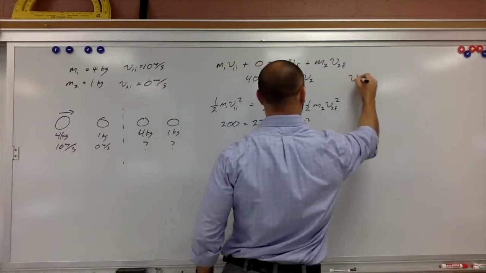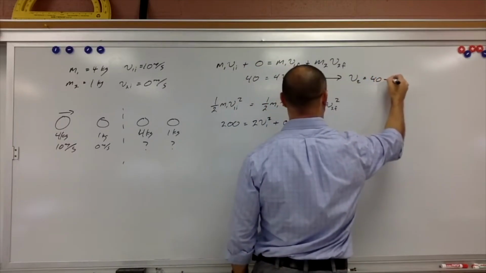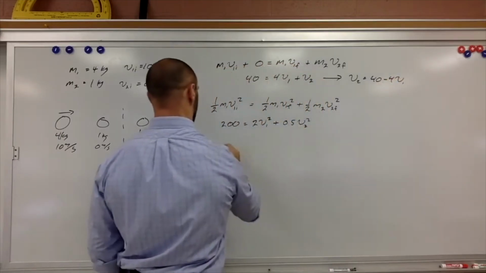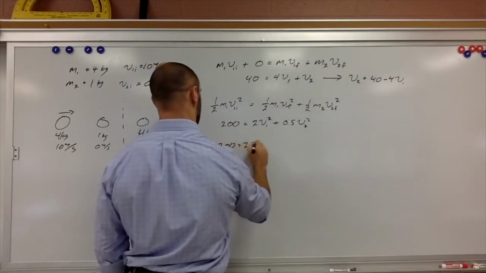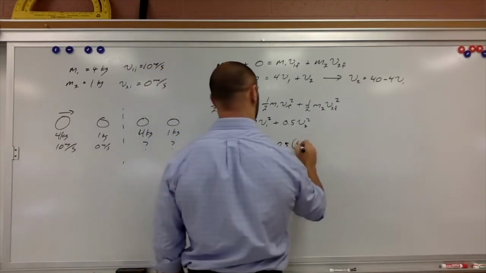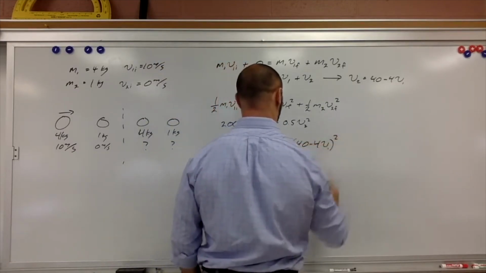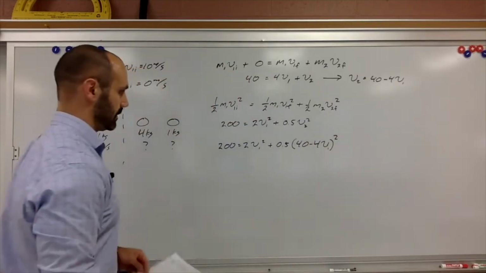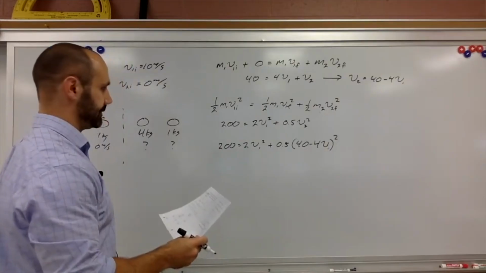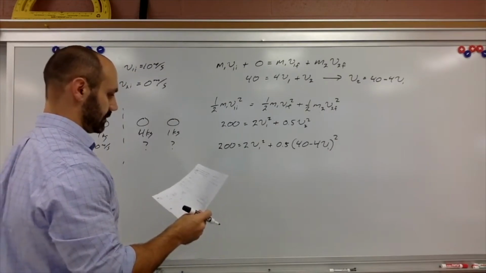So here V2 equals 40 minus 4V1. Now I'm going to plug this into here. So I'm going to have 200 equals 2V1 squared plus 0.5 times (40 minus 4V1) squared. Right? And so this is getting pretty ugly. Where did that 0.5 go? Oh, I see what I did.